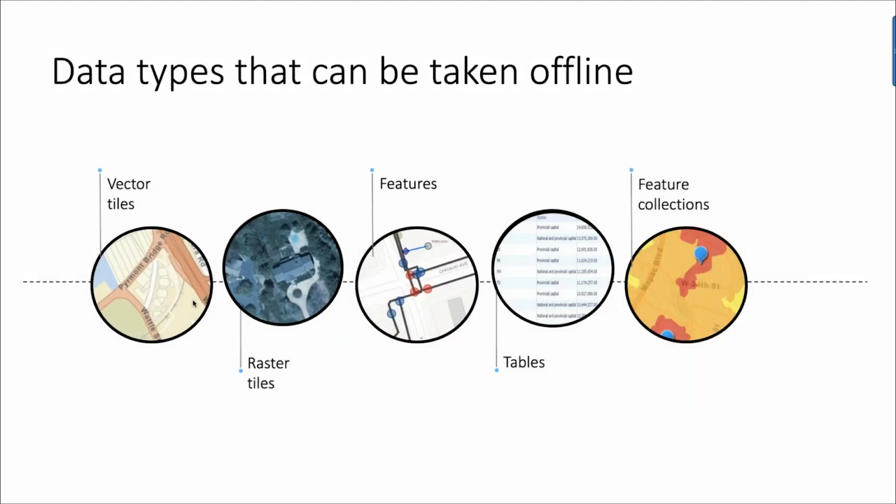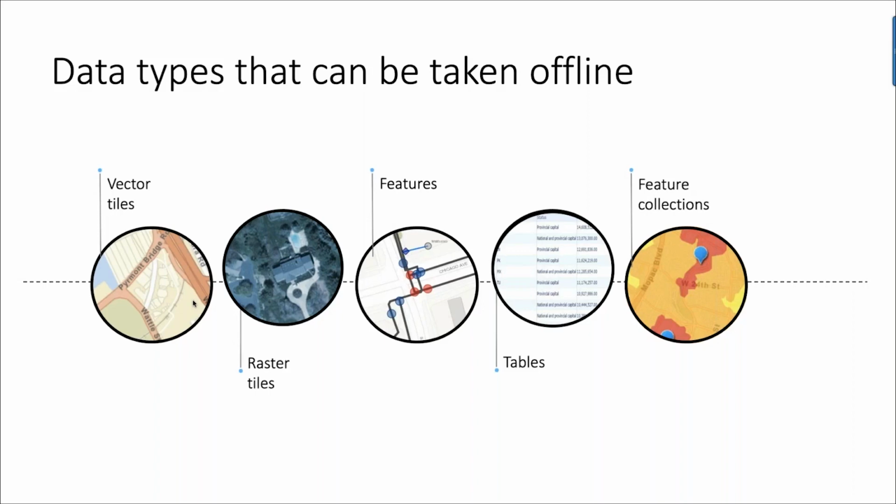Just a quick note on the kinds of things that you can take offline if you've got a web map. If you've got vector tiles or bitmap tiles, raster tiles for your base maps, perhaps, then you can take those offline. They'll be packaged up automatically. If you've got feature layers that are enabled for offline, you can take those offline. If you have non-geographic tables in your web map, you can take those offline too. And relationships between features and tables are handled as well.